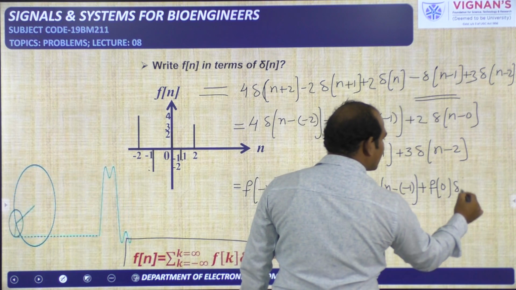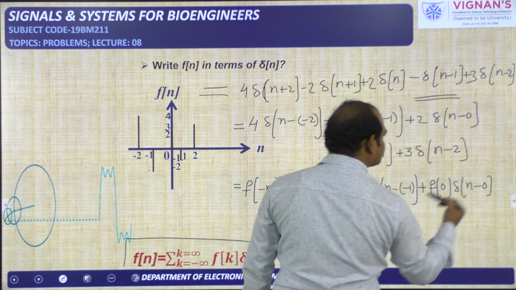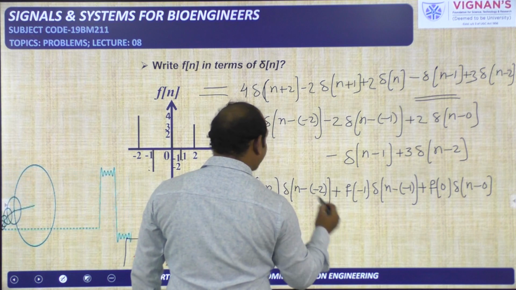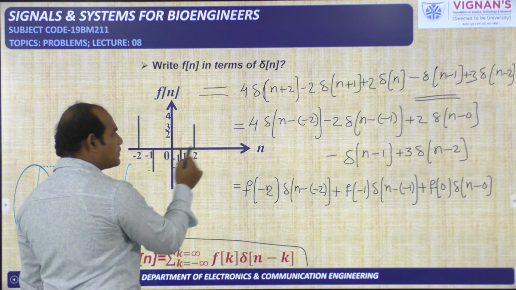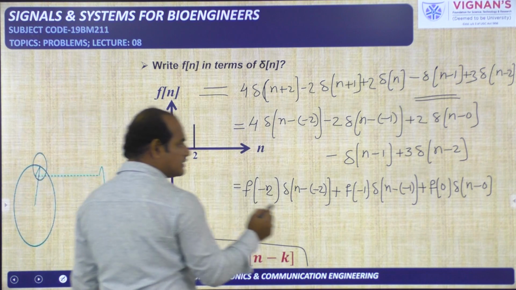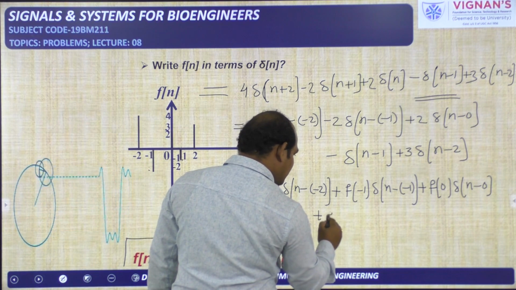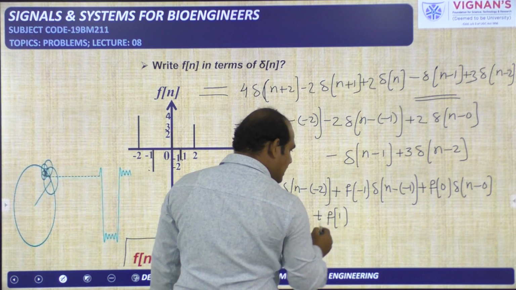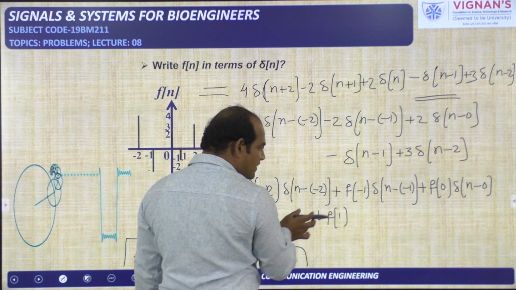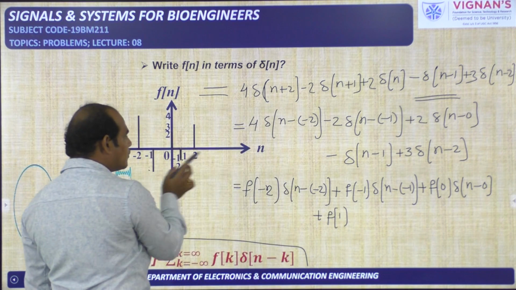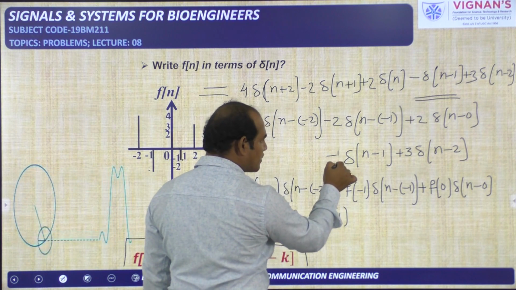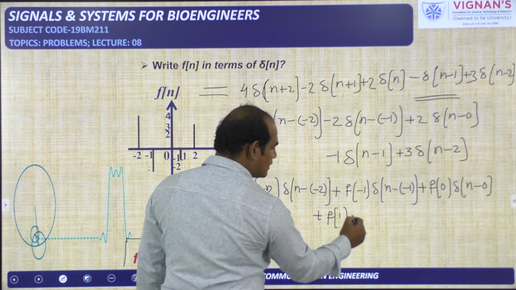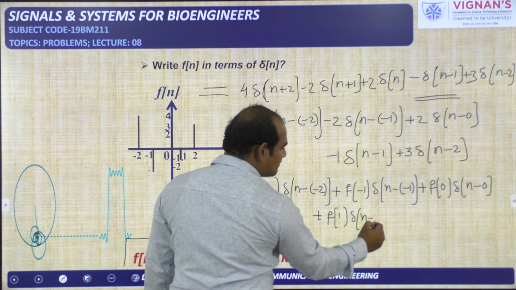So it is delta of n minus 0. Next, this one, minus 1. Where is minus 1 available? This one. So this is the sample available at n is equal to 1. That means that is represented with f of 1. F of 1 means the value of the signal f of n at n is equal to 1. At n is equal to 1, the value of the signal is minus 1. So in place of minus 1, I can write here f of 1 into delta of n minus 1.